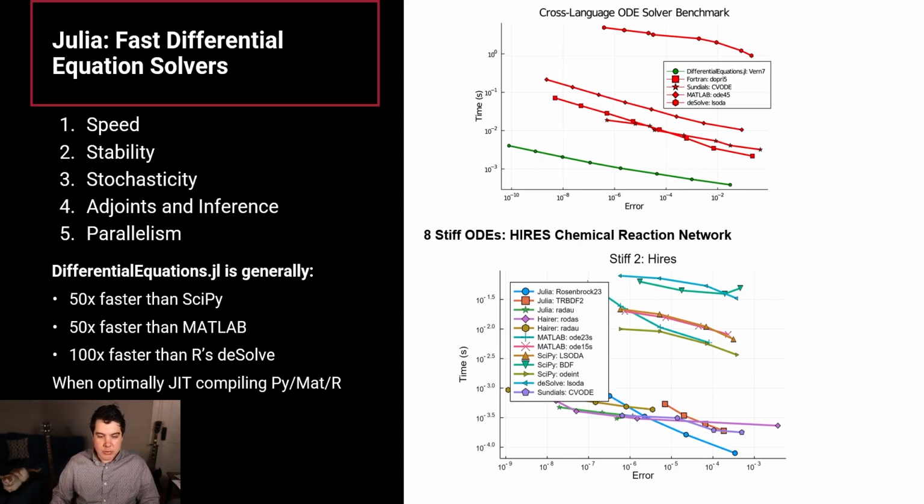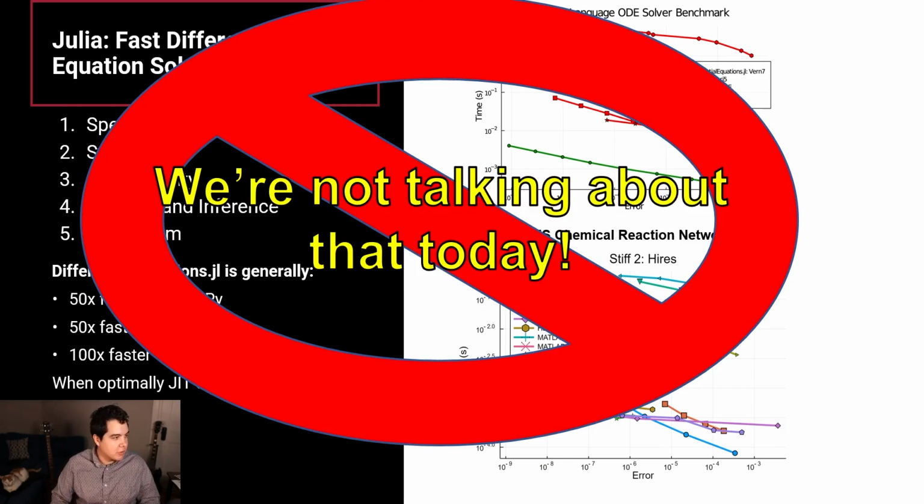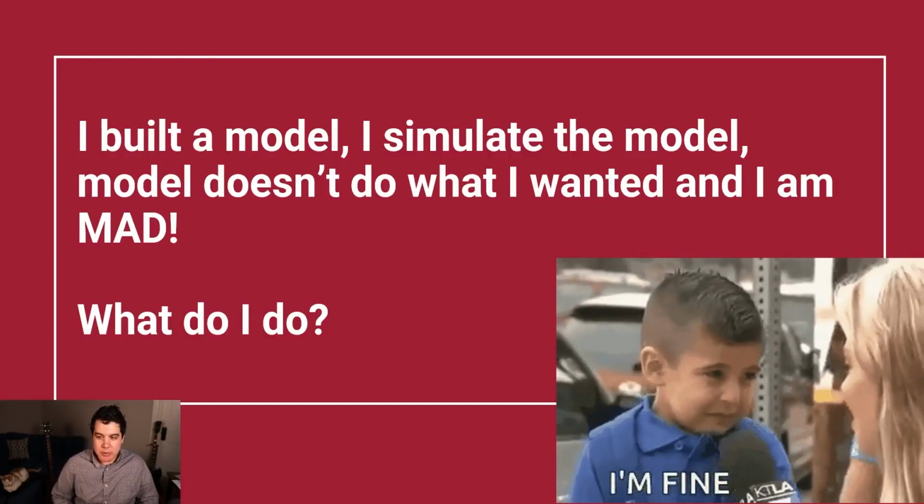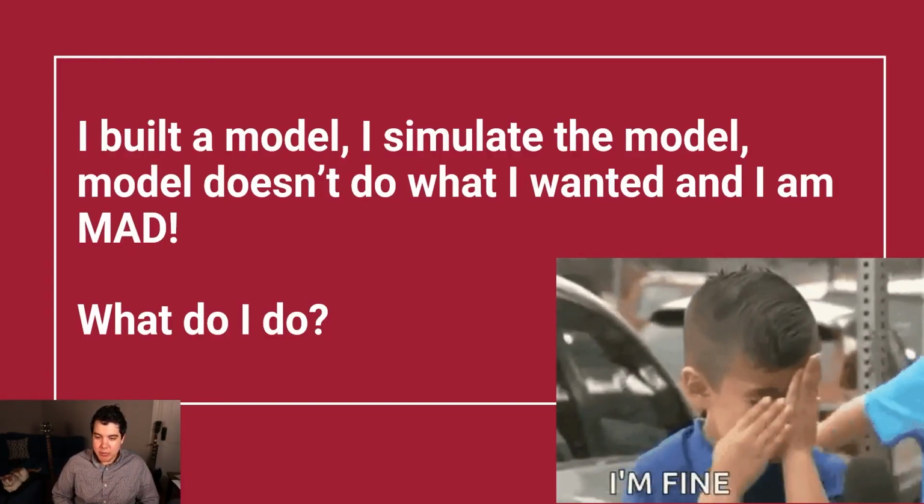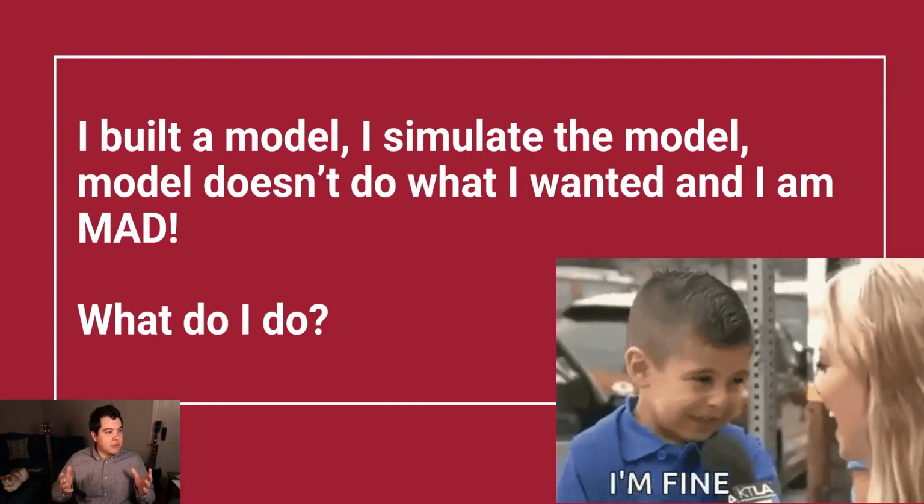Julia has fast differential equation solvers, and we talk about how it's 50 times faster than SciPy, 50 times faster than MATLAB, et cetera, but nope, that's not the topic that we're doing today, right? We're going to be talking not about performance. Today we're going to be talking about just how do you make sure that your model is correct. This is the common problem, right? You build a model, you want to simulate the model, and you look at it and it just doesn't do something that you expect it to.